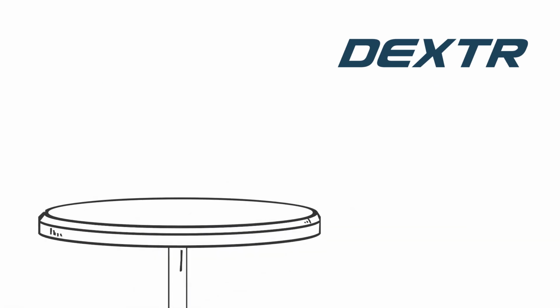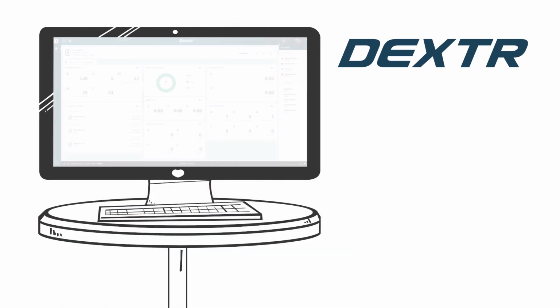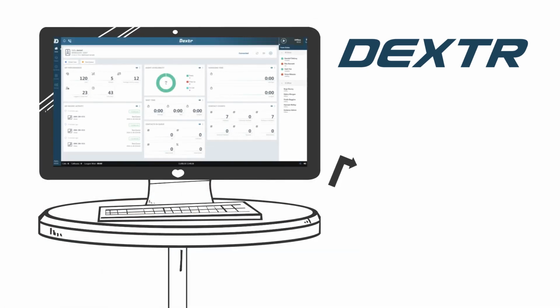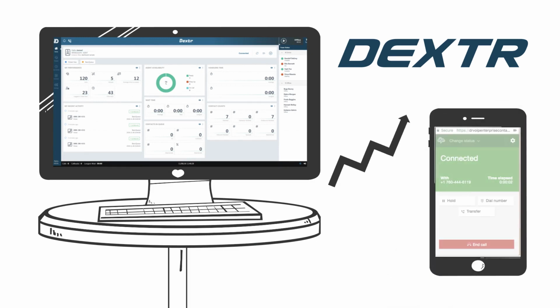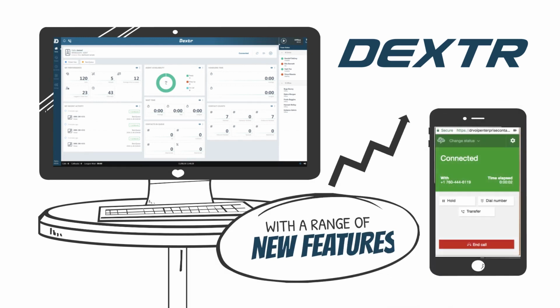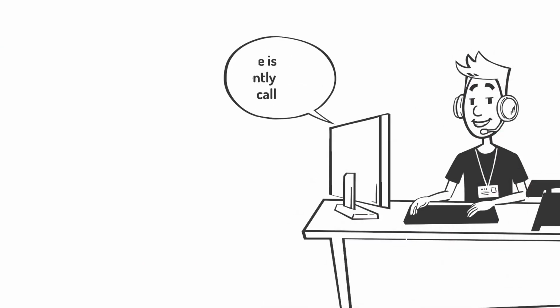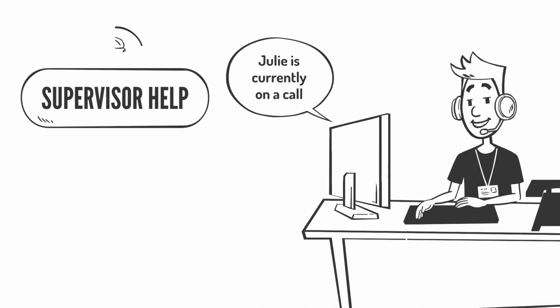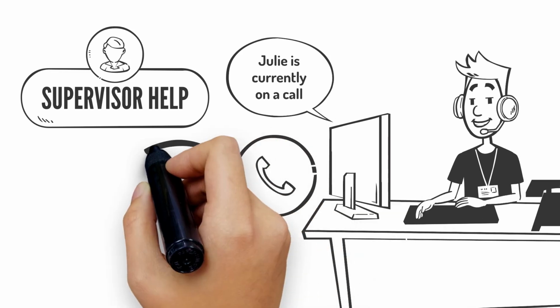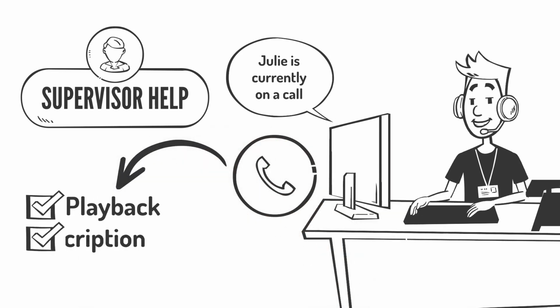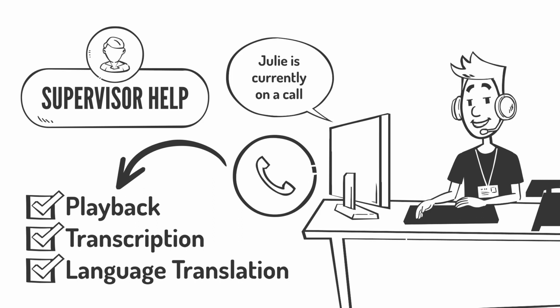Dextr.cloud front-ends your Amazon call center with a customized agent and supervisor dashboard that enhance the basic Amazon Softphone CCP with a range of new features. With the Dextr.cloud dashboard, your agents can see the status of their teammates, seek the help of a supervisor, and even retrieve recorded phone calls for playback, transcription, and even language translation.